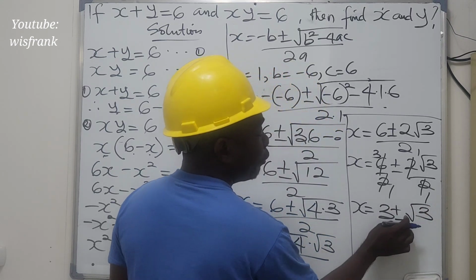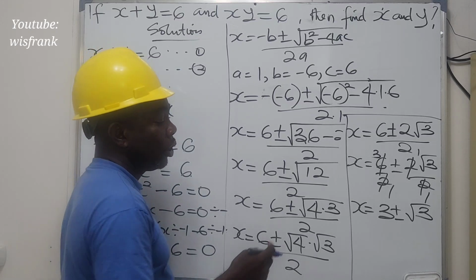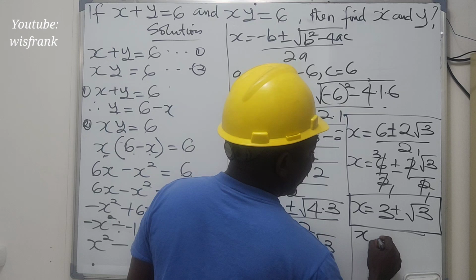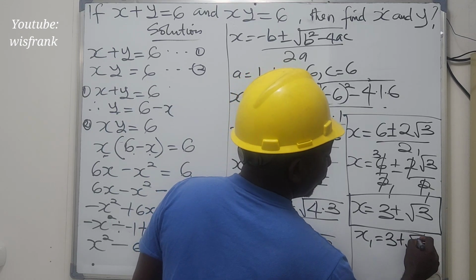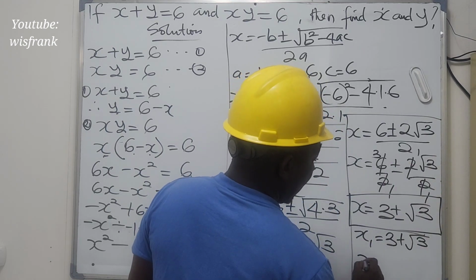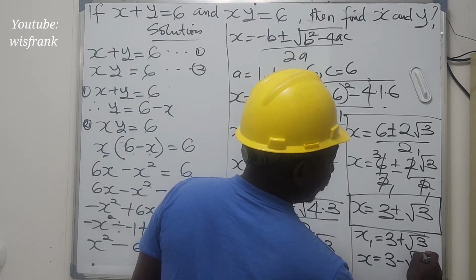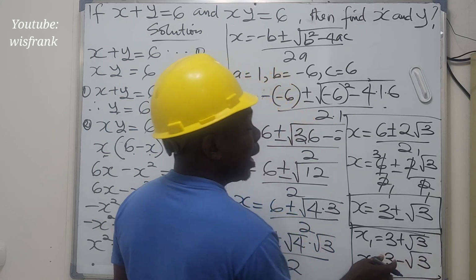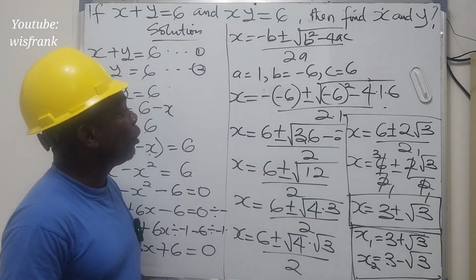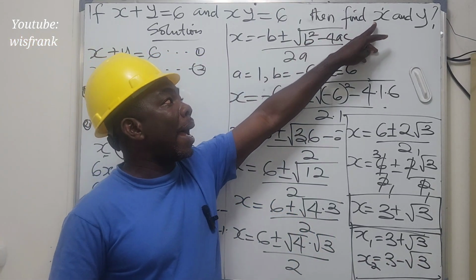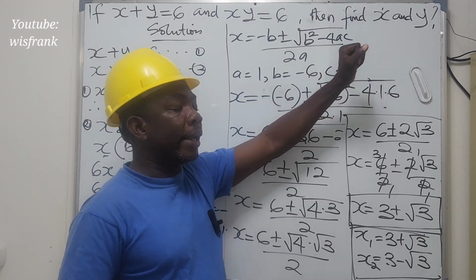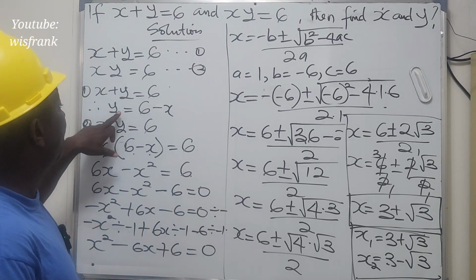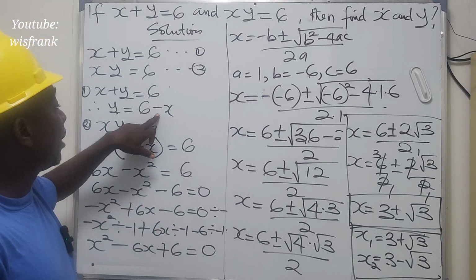From here, we have two solutions because it is plus or minus. So we are going to separate this as x1 equals 3 plus root 3 and x2 as 3 minus root 3. So these are the values of x that we have. We are going to find the value of y because we are asked to find the values of x and y. Then from here, we are going to substitute that value of x into where we have y equals 6 minus x.